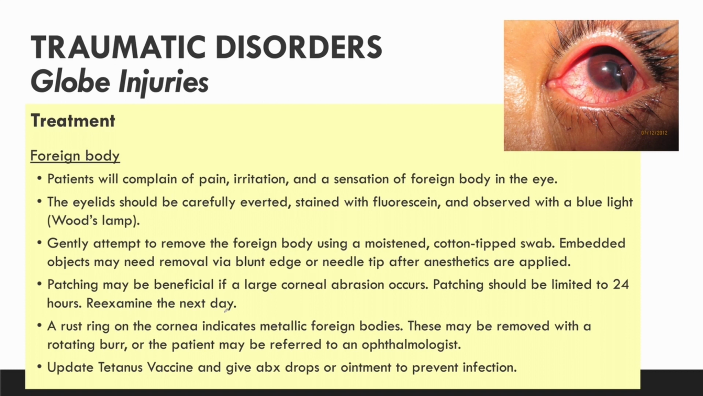I usually start with a moistened cotton swab applicator first, but if it is a little metallic foreign body within the cornea, it can embed itself a little bit. If that's the case, I usually use a large bore needle and just gently scrape. And if there is a rust ring, you must use a rotating burr, which we had in our ER. It's just a little oscillating burr that can take the rust ring off.